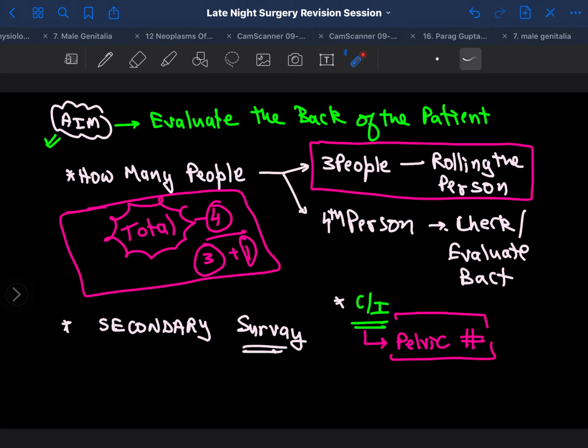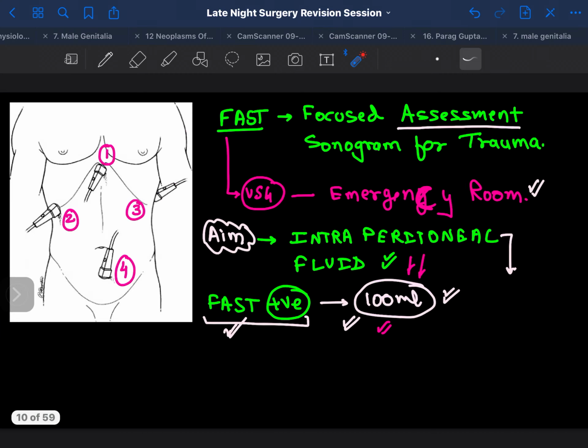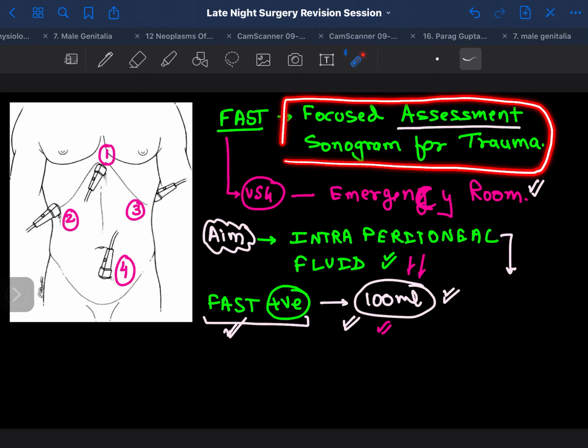Now, what is the contraindication for performing this? Very, very important: pelvic fracture. So pelvic fracture is a contraindication for performing this maneuver. Right. Then what do we have, guys? We have something which is called a FAST. What is this particular FAST?